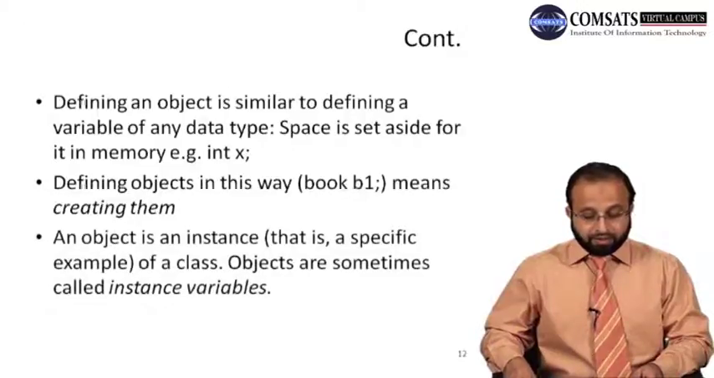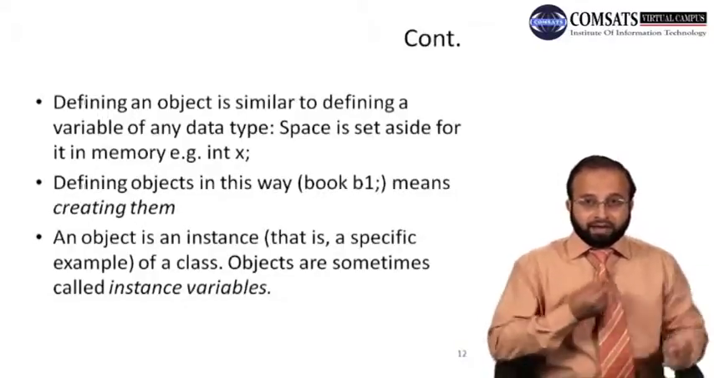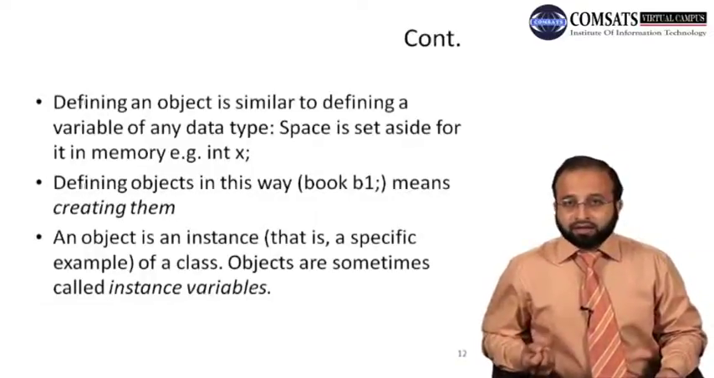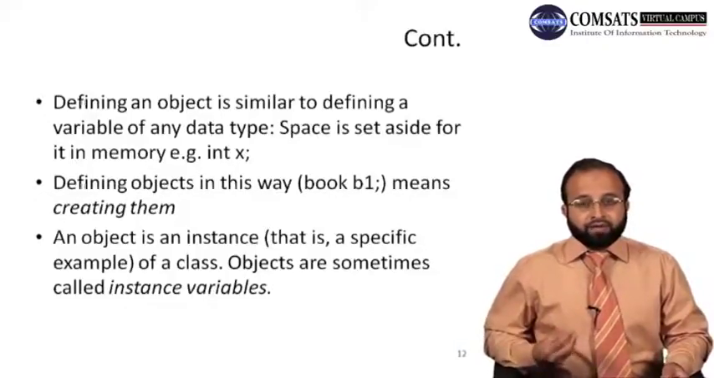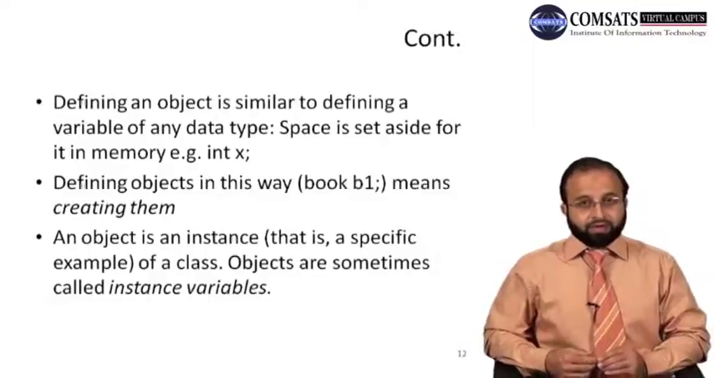An object is an instance, that is a specific example of a class. So we have a car class, and my car is actually the object of a car class. So my car is a specific example of a car class, you can say, right? So objects are sometimes called instance variables.